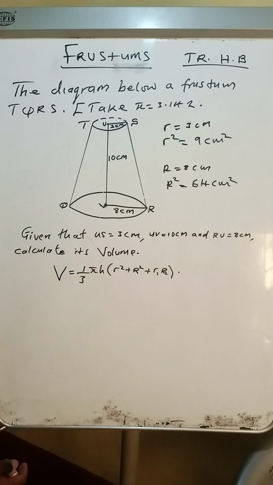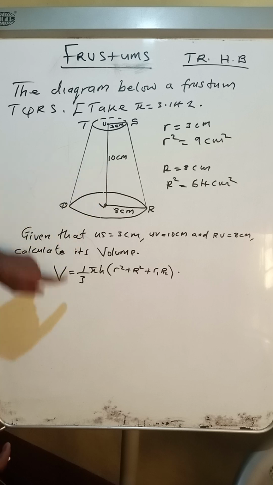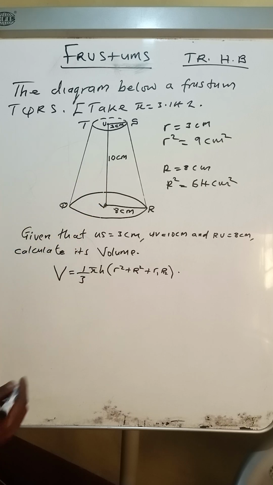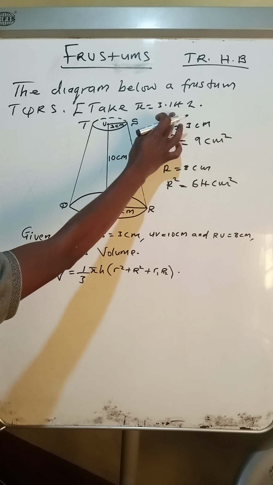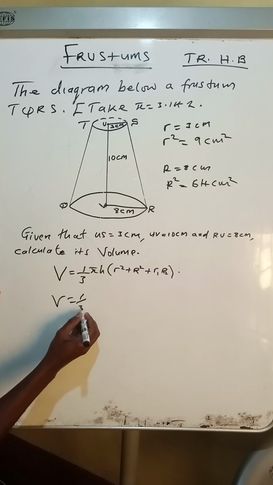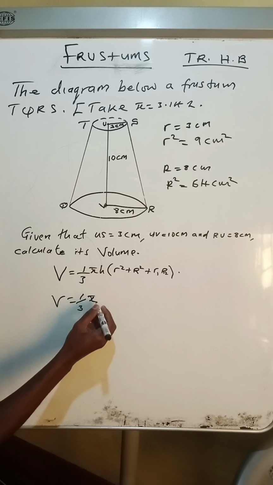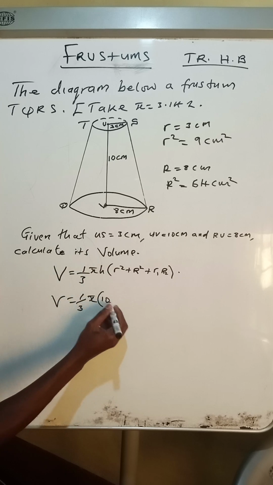So coming to the formula, we have been given the height. The height of this frustum is 10, so we substitute where there is height. We have also been taught that the value for pi is 3.142. So my volume will be equal to 1 over 3 multiplied by pi, then multiplied by h. The h in this case is 10.